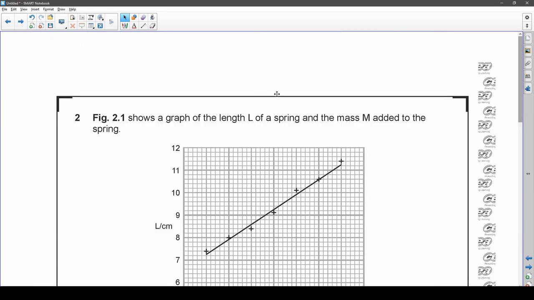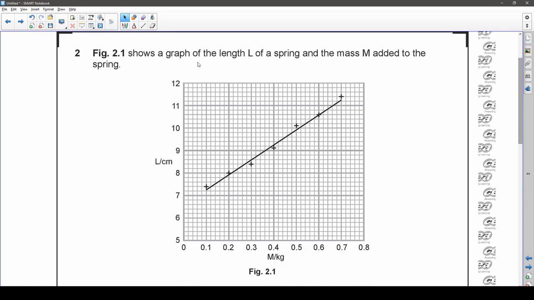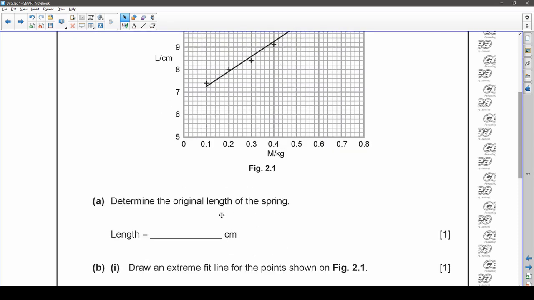Next page it is. Okay, figure 2.1 shows the graph of length L of a spring and the mass M added to the spring. Okay, so we should be looking at length of a spring, mass of a spring. So we're looking at Hooke's law here, but the length of the spring has caught my eye straight away. It's not the extension that we were expecting for Hooke's law. It's just the length of a spring. Right, and there it is.